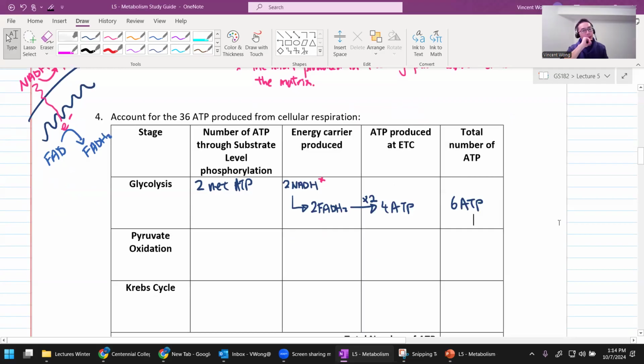Now let's think about the pyruvate oxidation. Again, look at the summary that we wrote down. Right? I mean, if you didn't write it down, download a copy or something. So pyruvate oxidation, how many ATPs do we produce directly through substrate level phosphorylation?